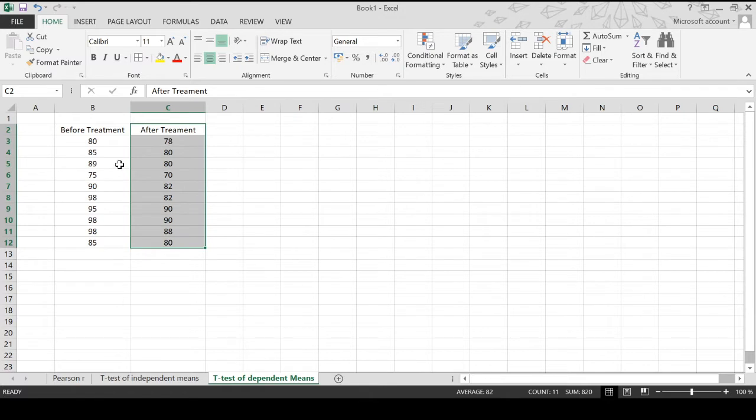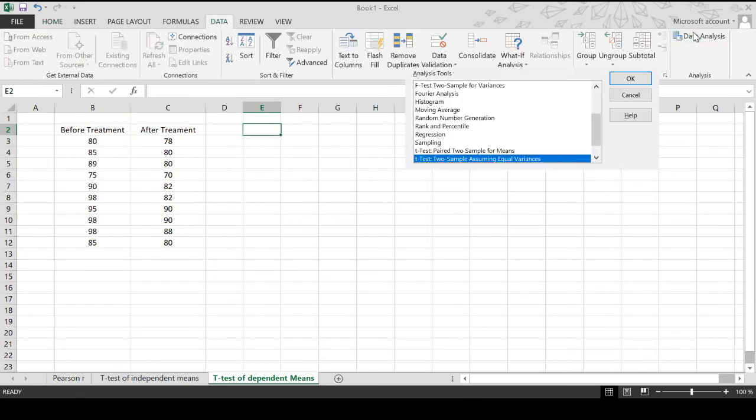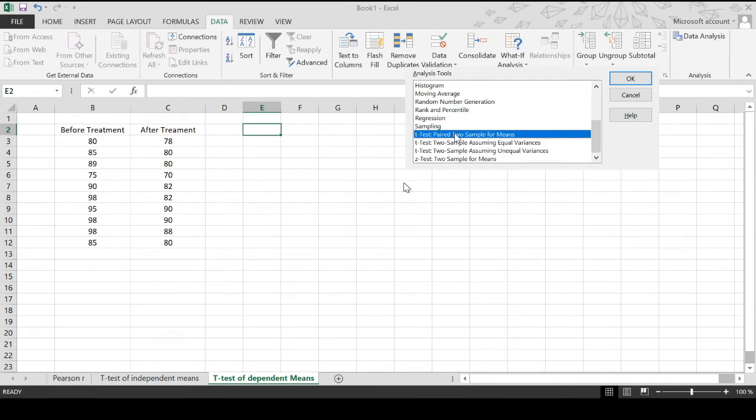If we accept the null hypothesis, the means of these two sets of data are statistically similar: there is no improvement, or no effect. If we have a significant difference, then there is an effect, and the treatment in this example is effective. To do that, you go to Data, click on Data Analysis, and look for t-test: Paired Two Sample for Means, because the t-test of dependent means is also called the paired sample means t-test.